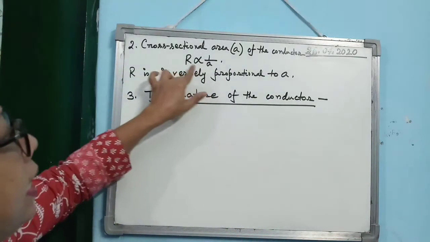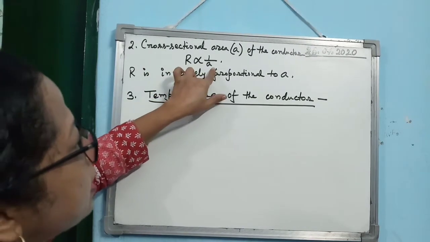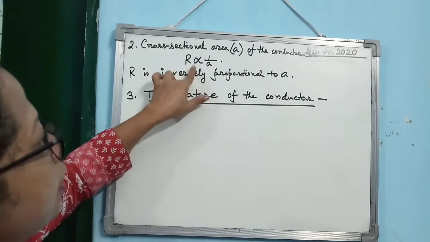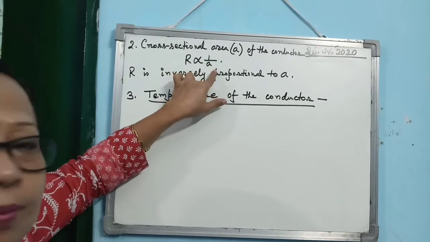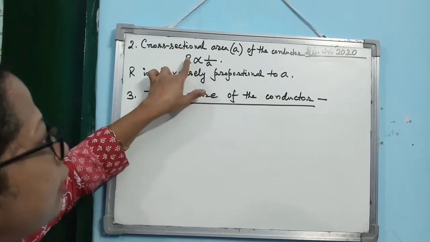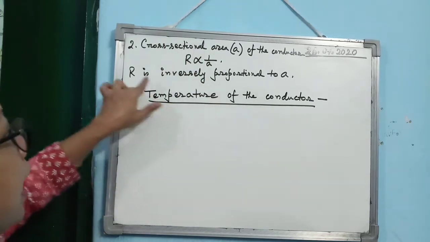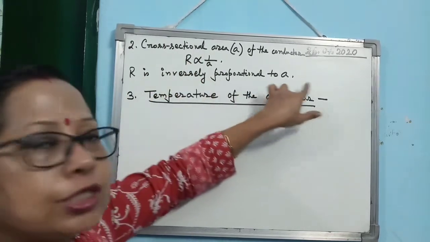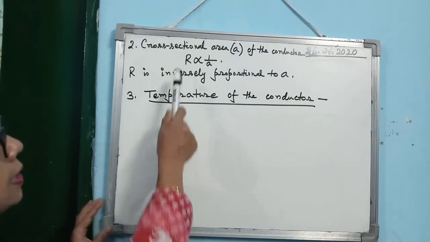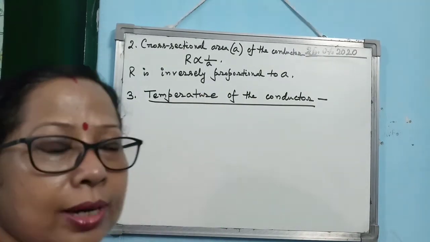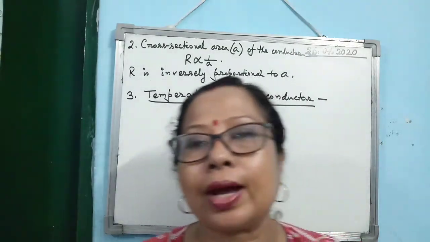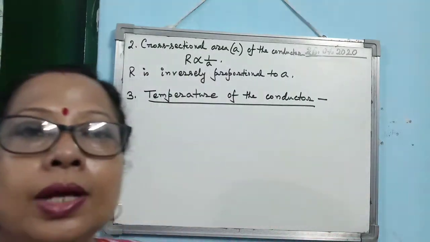So resistance is inversely proportional. I have written R proportional to 1 by A. Clear? 1 by A means if you increase A, R will decrease. Then we say that R is inversely proportional to A, and symbolically you can write R proportional to 1 by A. So the second factor on which resistance depends is the cross-sectional area of the conductor.